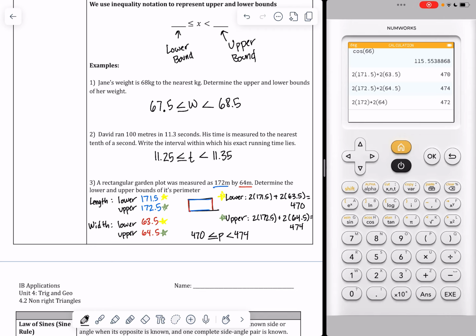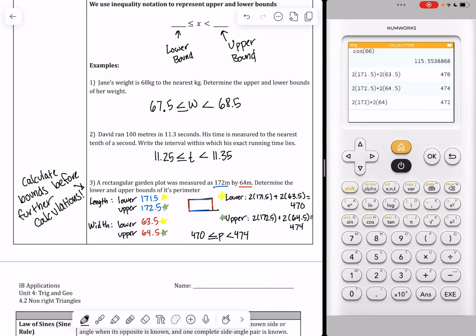So let's add a little note here. Calculate bounds before further calculations. That is very important.